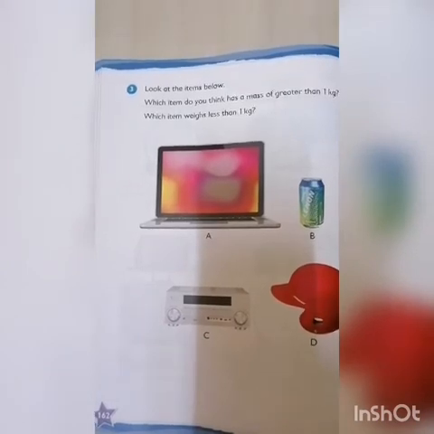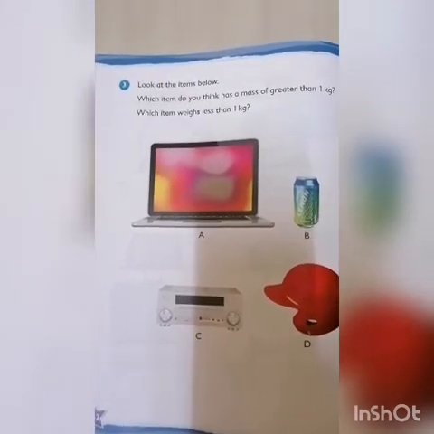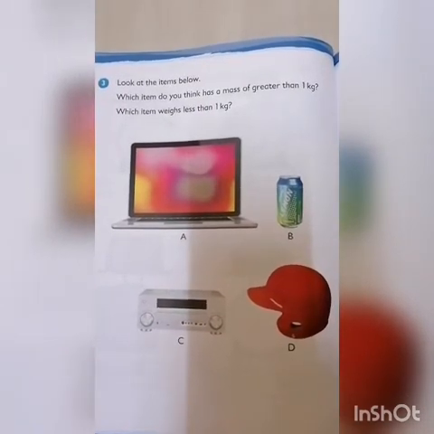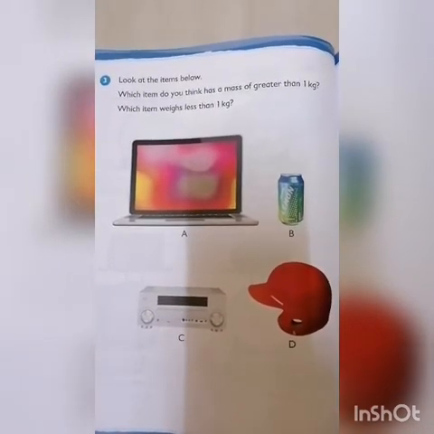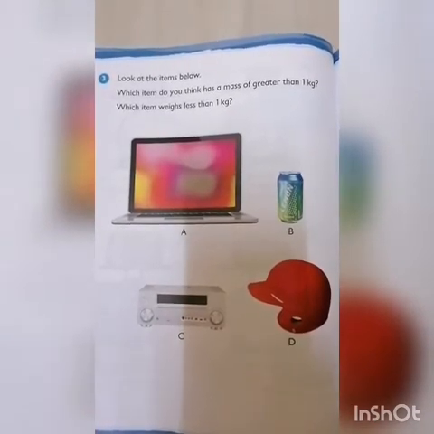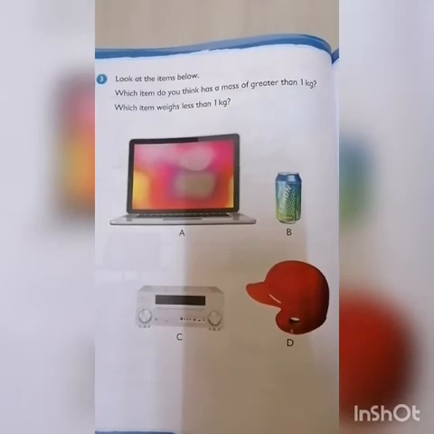Now page 162, next page. Look at the items below. Which item do you think has a mass of greater than 1 kg? Greater means bigger, heavier, okay? Which item weighs less than 1 kg?